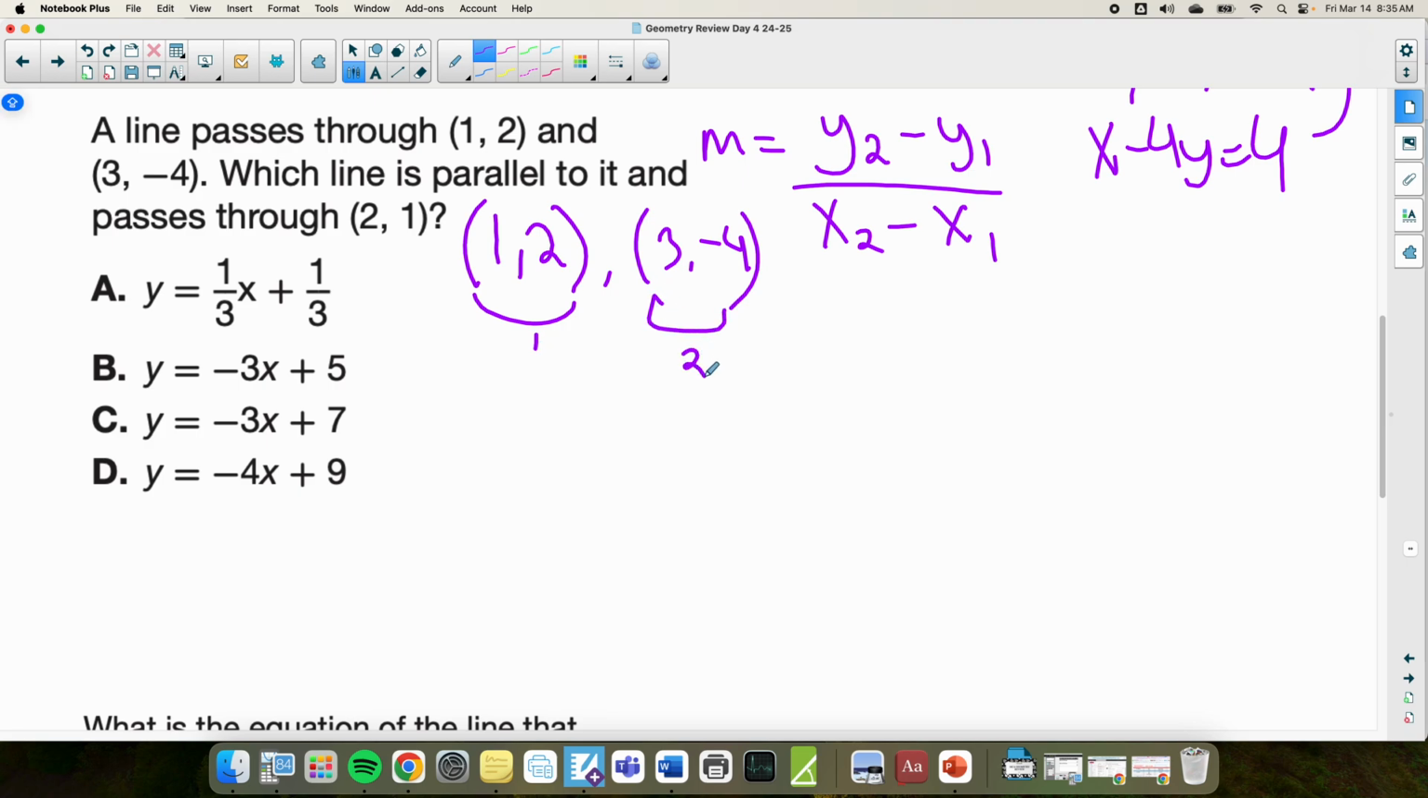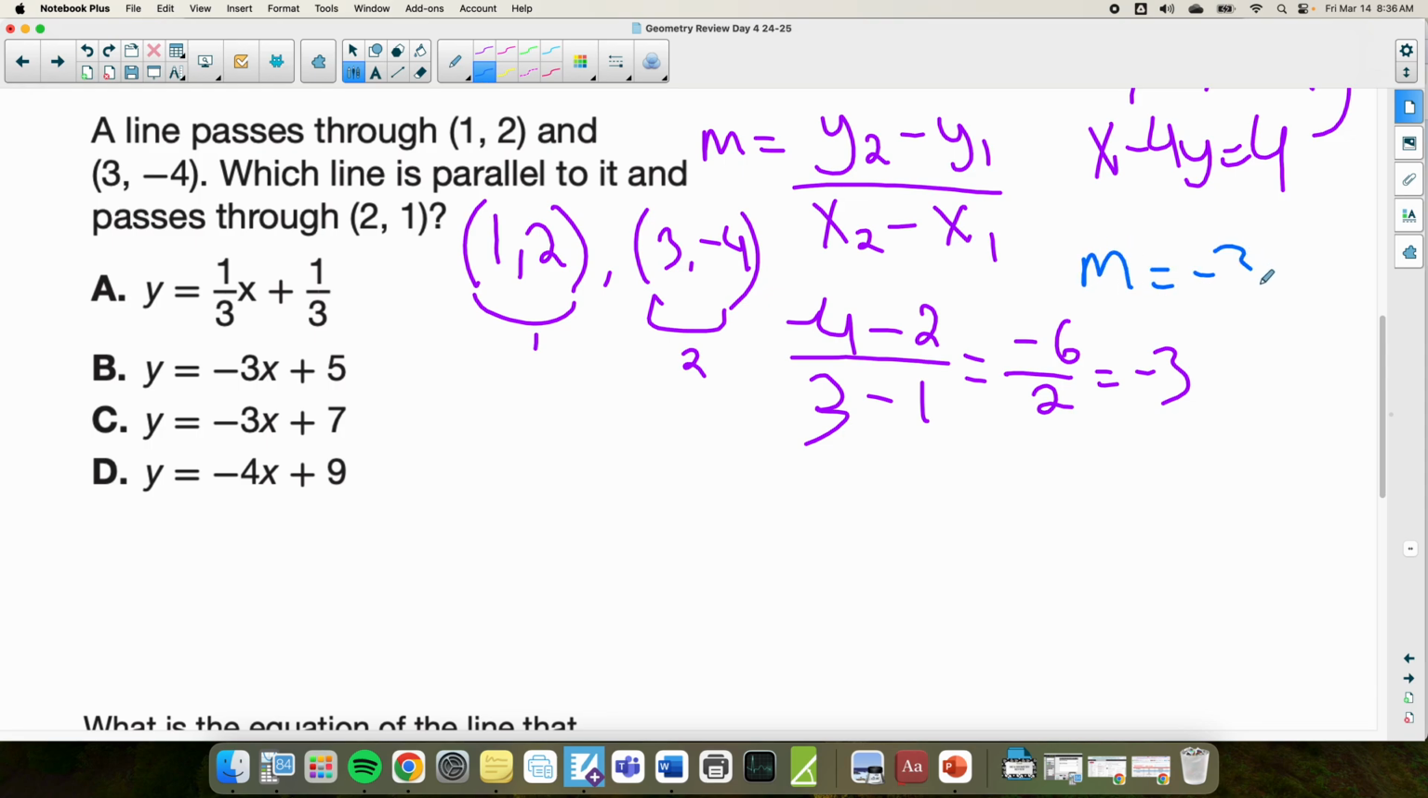So we'll take y2, from the second point, -4, minus y1 from the first one, so -2, over x2, 3, minus x1. Alright, so then we know that m equals -3.